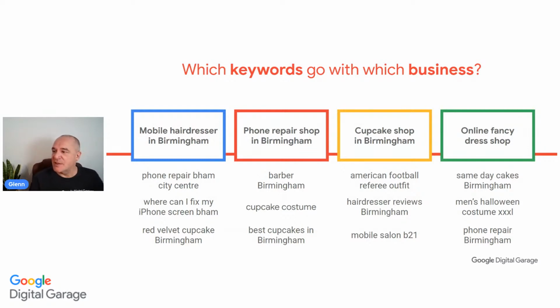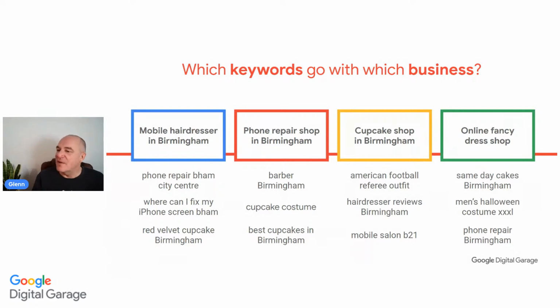So for the mobile hairdresser, then perhaps one of the keyword options could be barber Birmingham, because barber is another name in the UK that we use for hairdressers. So on that basis, you have to think about how people speak and how people refer to your type of business. With the phone repair shop, then we've got a good example here, Phone Repair Birmingham. Then for the cupcake shop, you might be using Best Cupcakes in Birmingham. Again, Best is a highly used keyword, well worth looking into if that's appropriate for you.